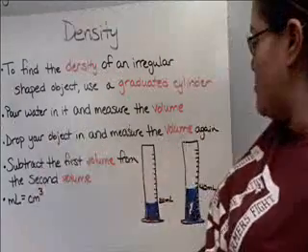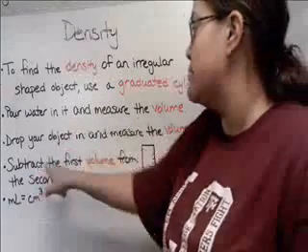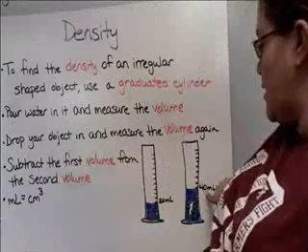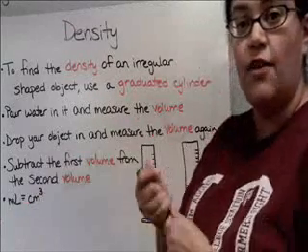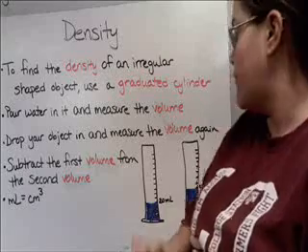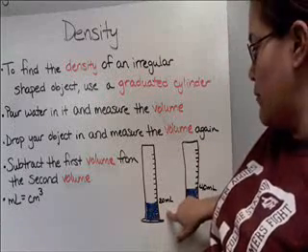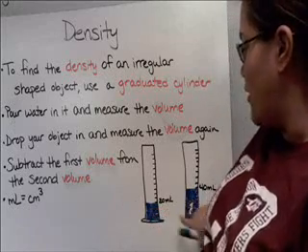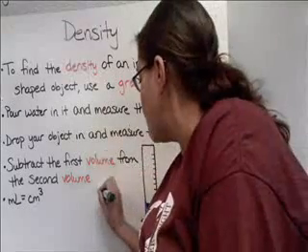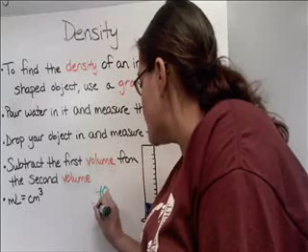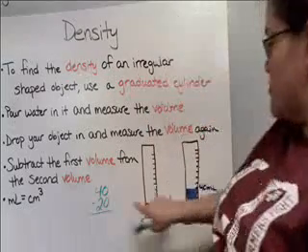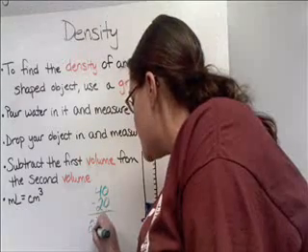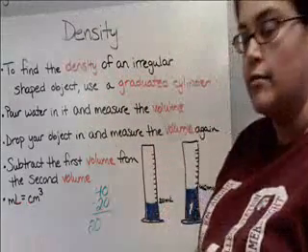So after you drop your object in and you measure the volume, you subtract the first volume from the second volume. So let's go ahead and calculate the volume of this rock. If our water was 20 milliliters to begin with, and it went up to 40 milliliters, you subtract the first volume from the second volume. So 40 minus 20. So the volume of just the rock is 20.